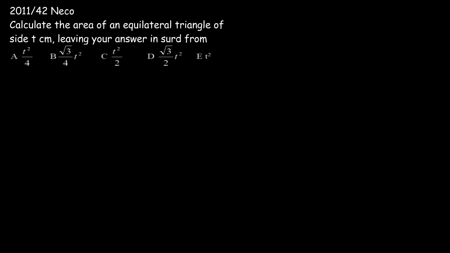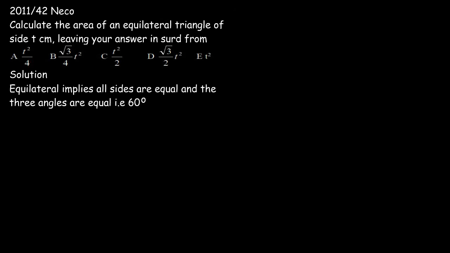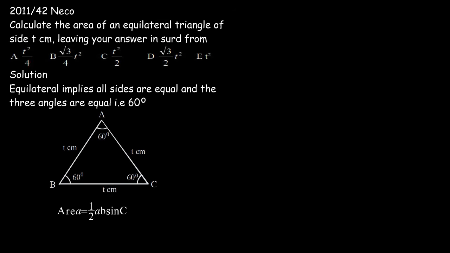We have another question from NECO 2011, and it states: calculate the area of an equilateral triangle of side t centimeter, leaving your answer in surd form. Now for our solution, equilateral implies all sides are equal and the three angles are equal, that is 60 degrees. Now when you see this in the diagram, we get the diagram as shown on the screen. And using the formula, area is equal to half ab sin C, since we know the value of our side and the angle.